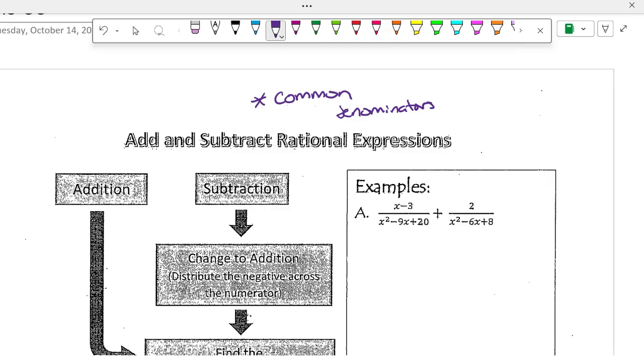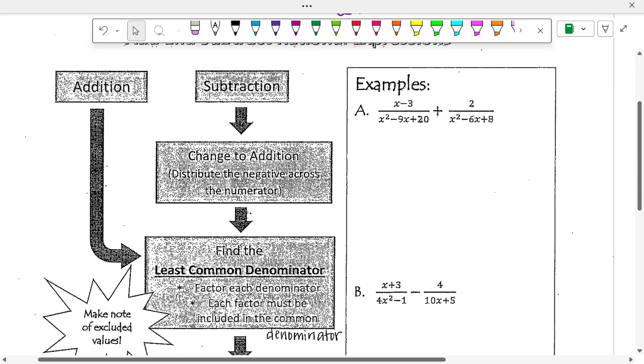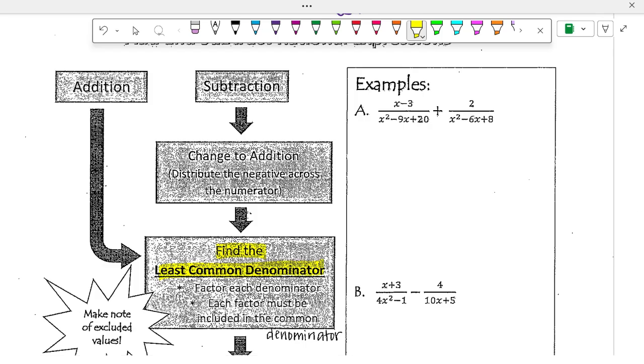So, with addition and subtraction, first off, you would find the least common denominator. In this case, the least common denominator is your friend. But if you can't find the least, as long as you have a common denominator, it'll work. It's just you have to do a lot more simplifying.